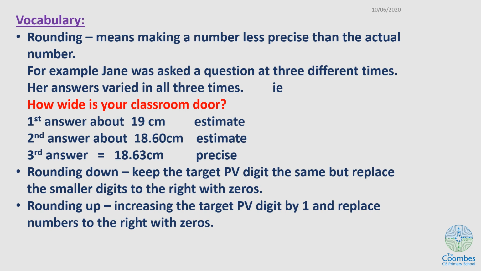There are other terms in rounding I want you to take note of. Now, when we say rounding down, what that means is you keep the target digit the same, but replace the smaller digits to the right with zeros. And rounding up means increasing the target digit by 1 and replacing the numbers to the right with zeros.